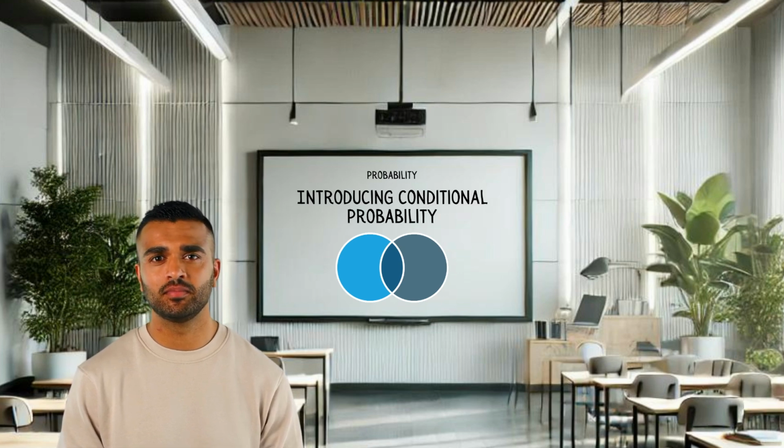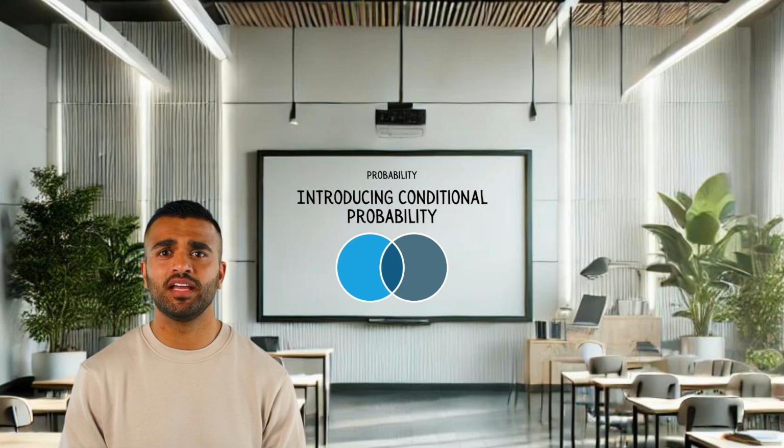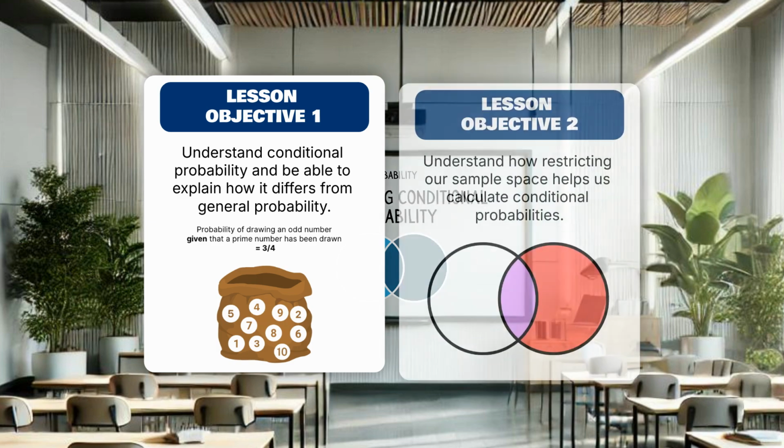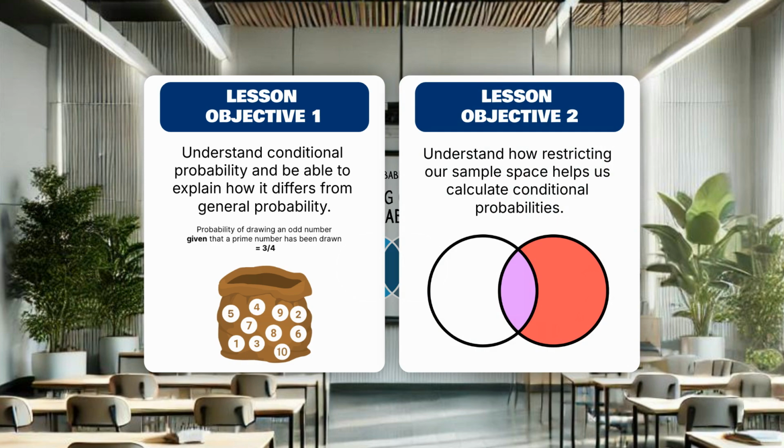In this lesson, we'll build on concepts you are already familiar with and introduce powerful techniques to better handle complex probabilistic scenarios. We'll start by understanding the concept of conditional probability and explaining how it differs from general probability. Then we'll illustrate how restricting our sample space to certain parts of a diagram helps us calculate conditional probabilities. After that, we'll go through some practical examples and apply this new knowledge to solve problems.